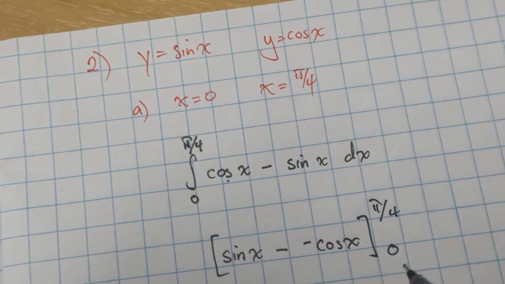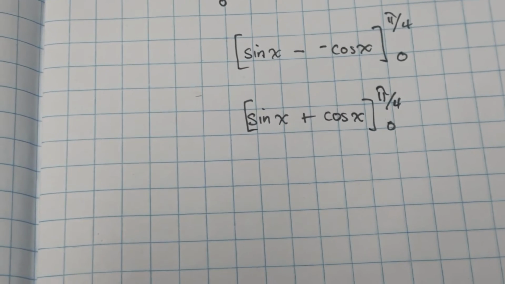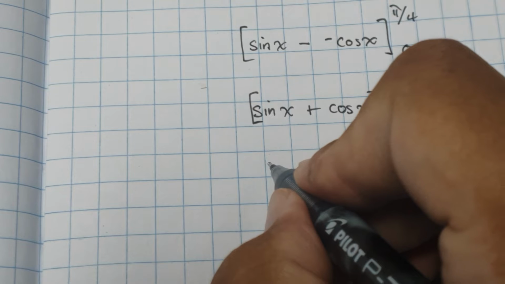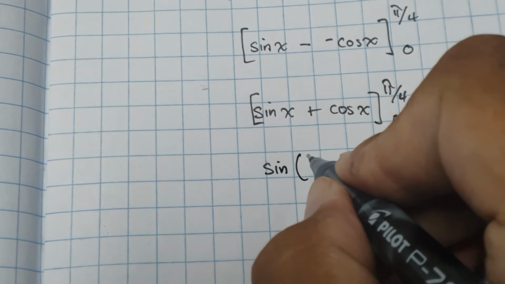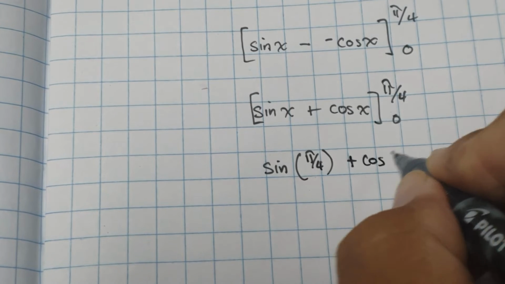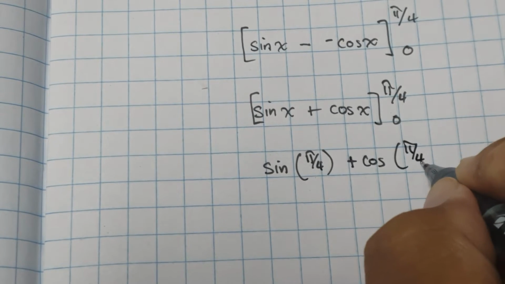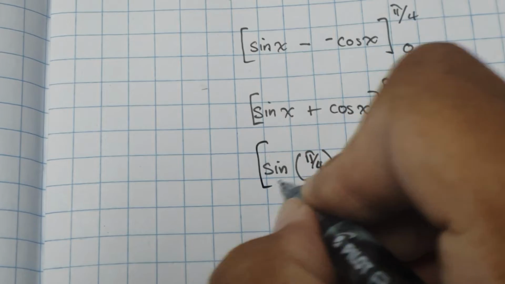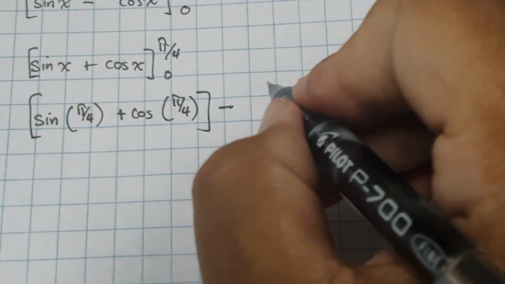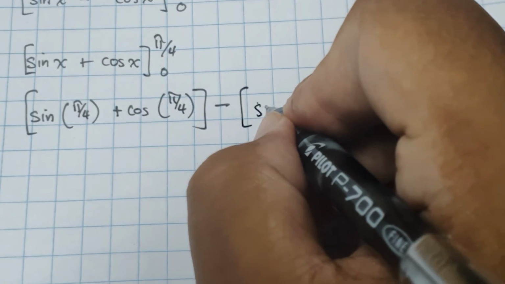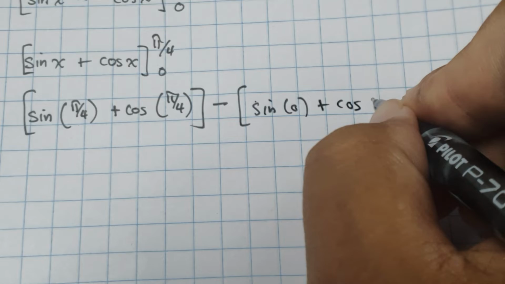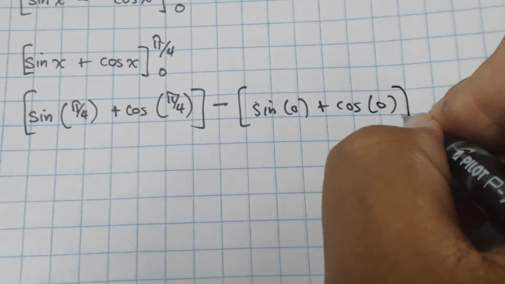And then we sub in the values. We sub in the upper bound first, so sin of pi over 4 plus cos of pi over 4. And then we sub in the lower bound, so minus sin 0 plus cos of 0.